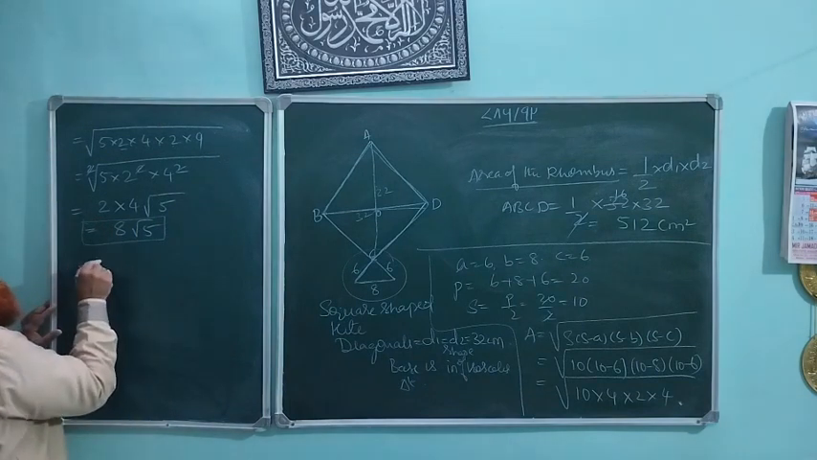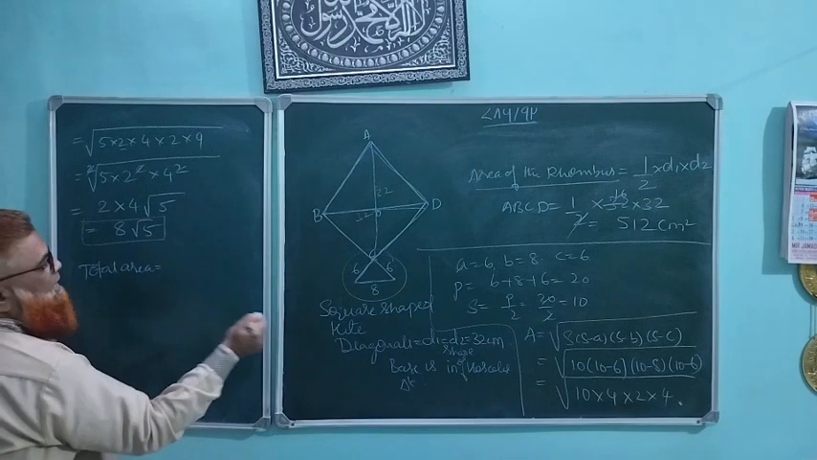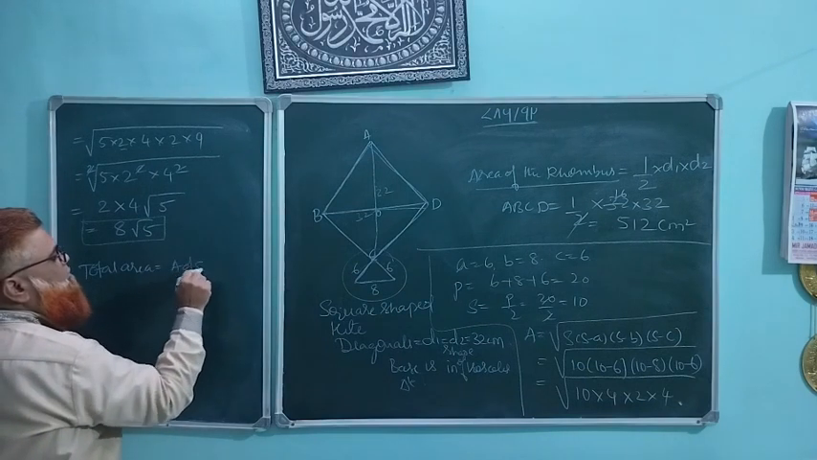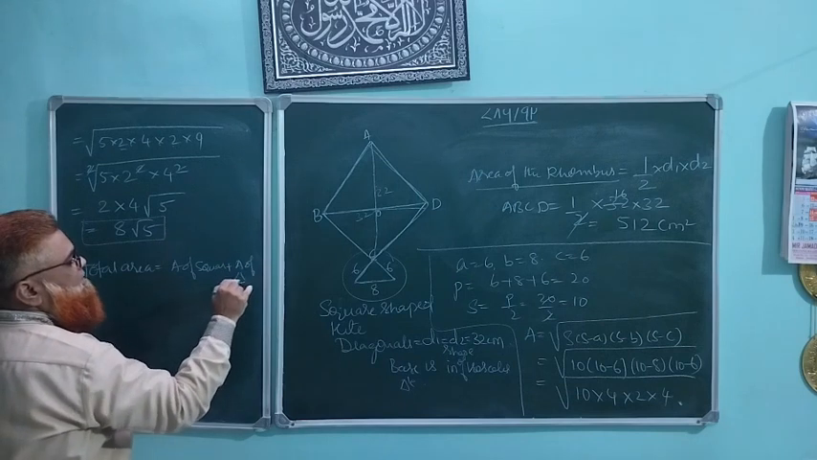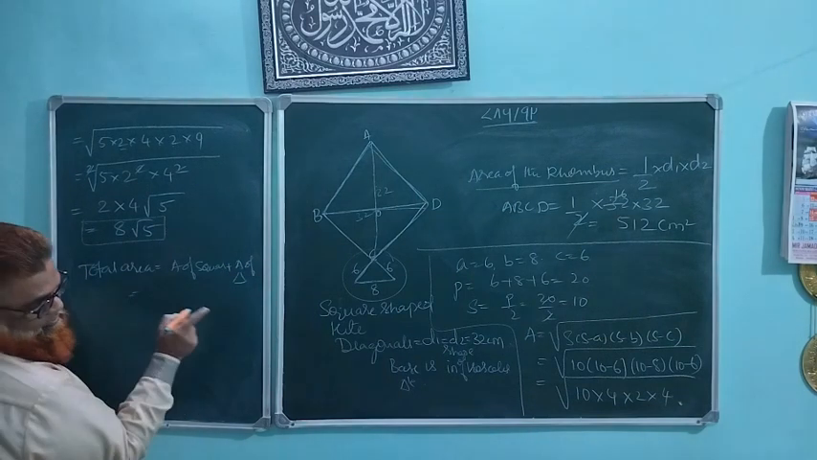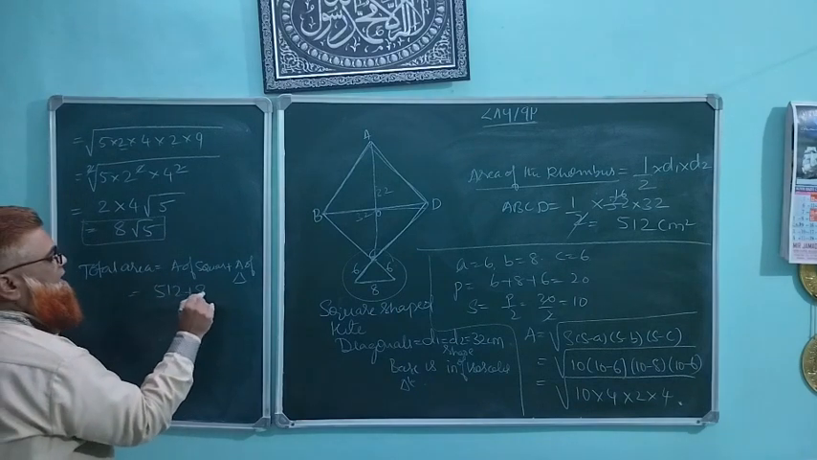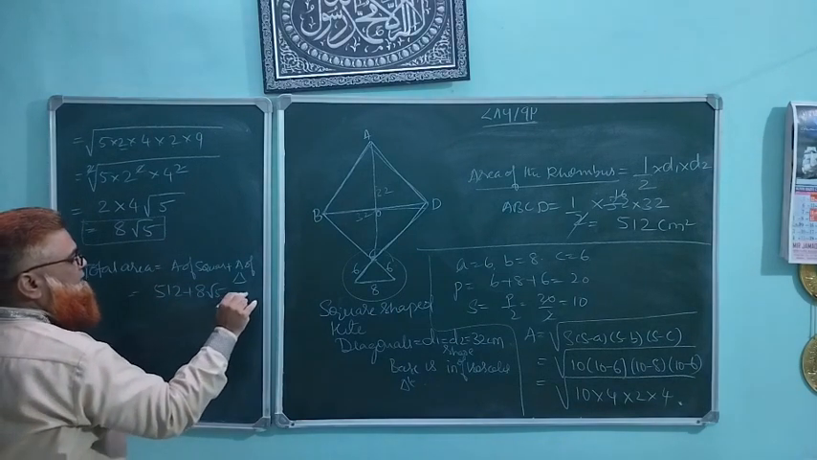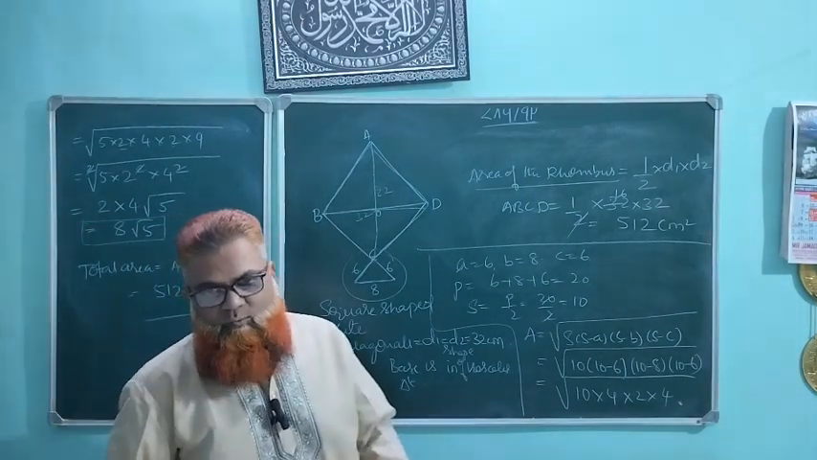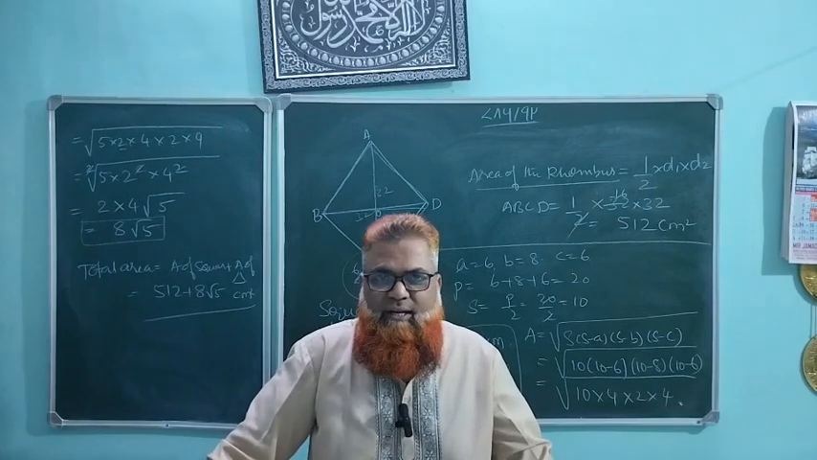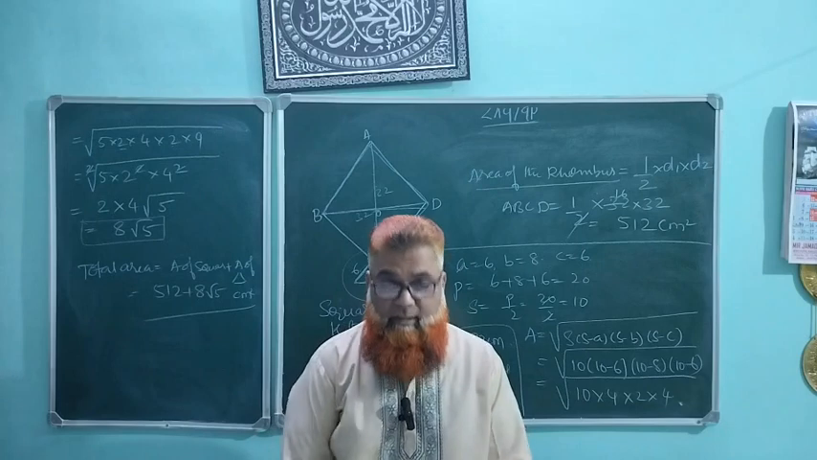The total area we can write: total area is equal to area of square plus area of isosceles triangle. That is equal to, how much is it? The area of the square is 512 plus 8 root 5 square centimeter. This is the way that we can solve it in a very easy, lucid and understandable manner.